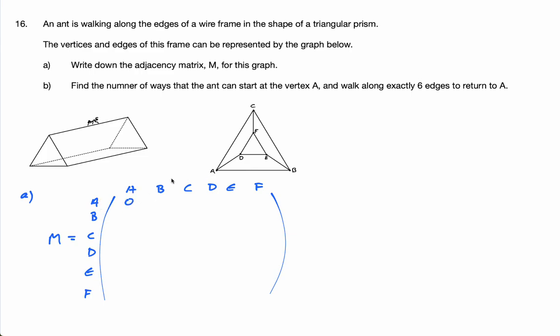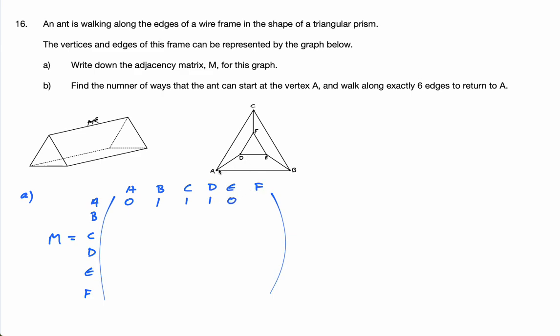No, because there's no loop here. That would be a loop to bring you from A to A. Can you go from A to B? Yes, so you put a 1. Can you go from A to C? Yes, so you put a 1. Can you go from A to D? Yes, you put a 1. Can you go from A to E? No, so you put a 0.